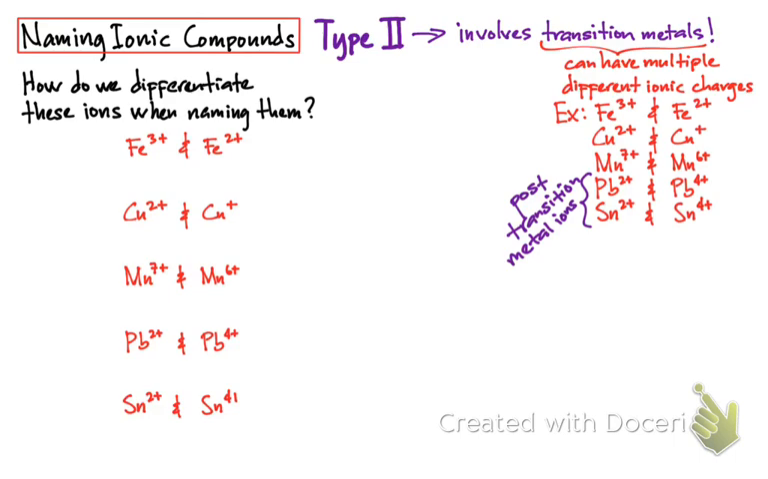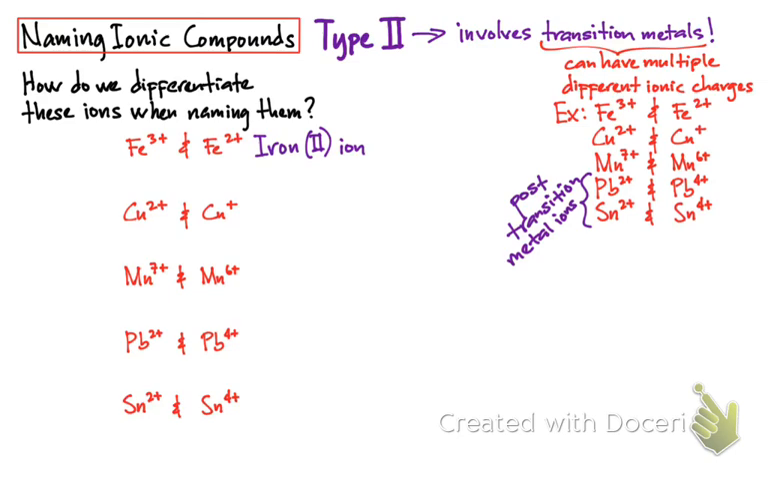In the Stock system, you can differentiate these metal ions by their charge. So we use Roman numerals, which basically represent the ionic charge. For example, Fe2 plus would be iron 2 ion. So you write the name of the metal followed by a Roman numeral that represents the charge, followed by the word ion. In this case we have iron 2 ion.